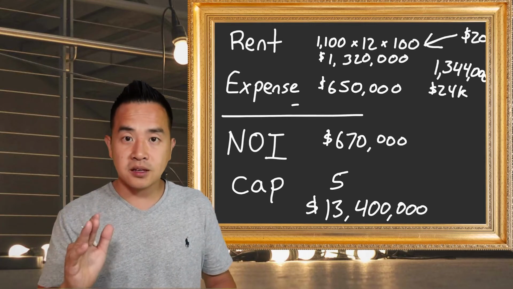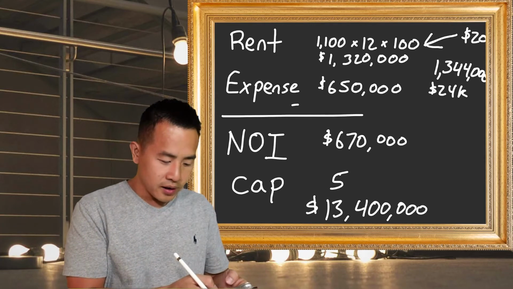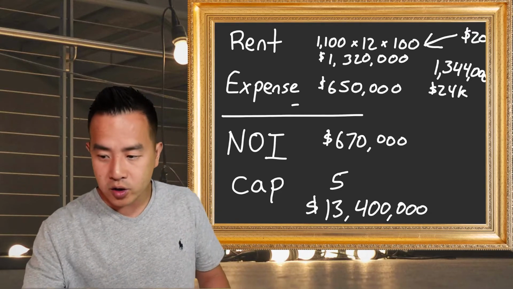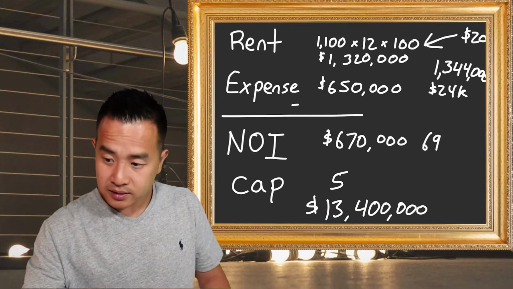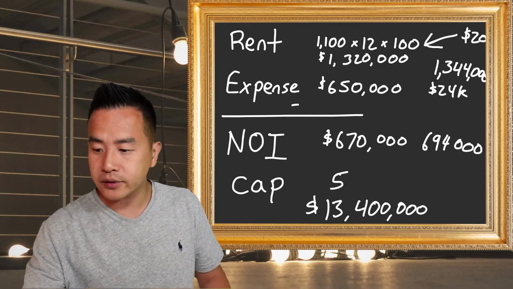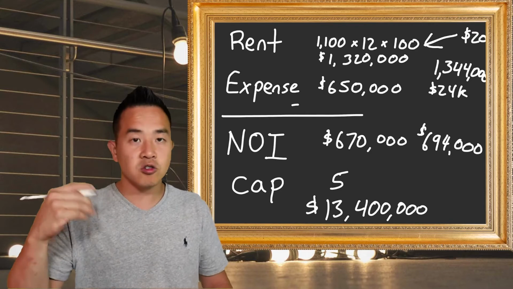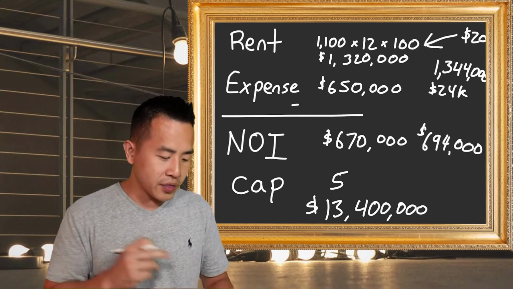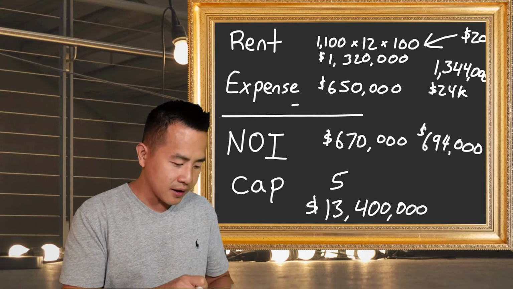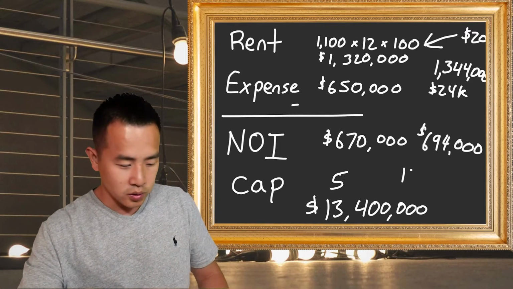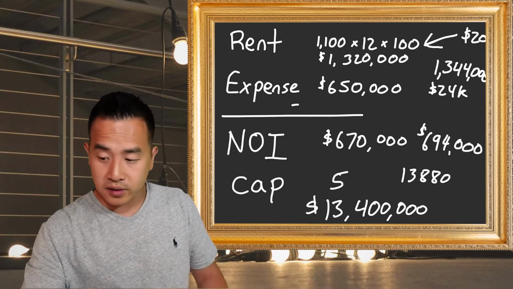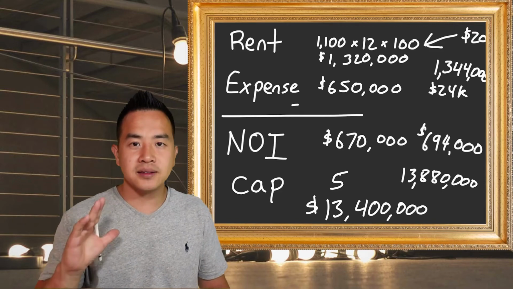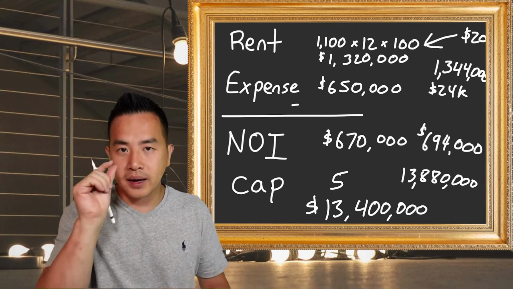That's it, right? If we keep the expenses the same, I take that number and subtract $650,000 to create our new NOI. Our new NOI is $694,000. You guys following along so far, right? Again, we just increased it by $24,000 a year. It doesn't seem like a big deal. But then when I divide that number by 0.05, all of a sudden my new total is $13,880,000. That's almost $500,000 by simply increasing the rent by a little bit.